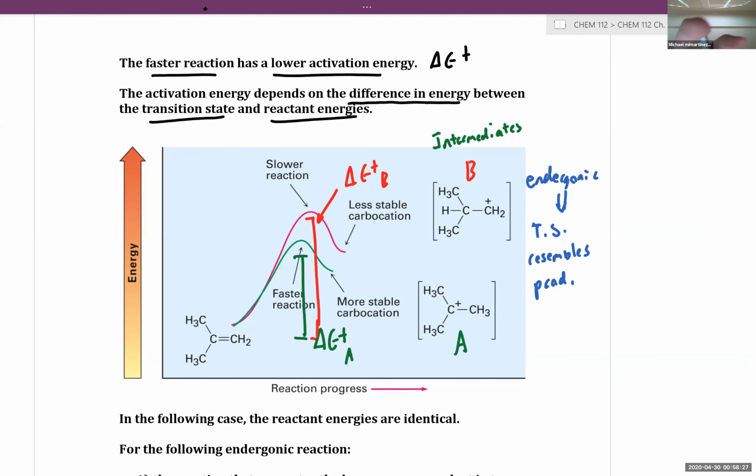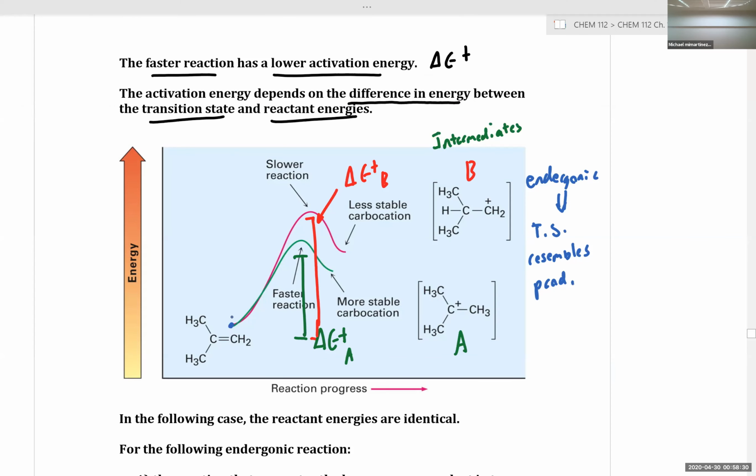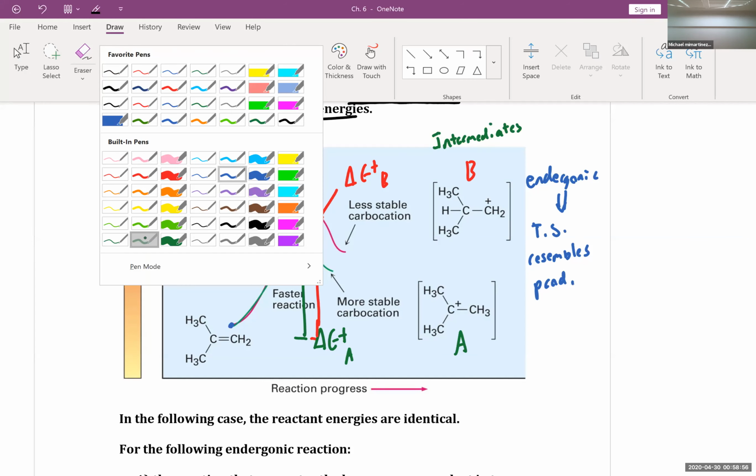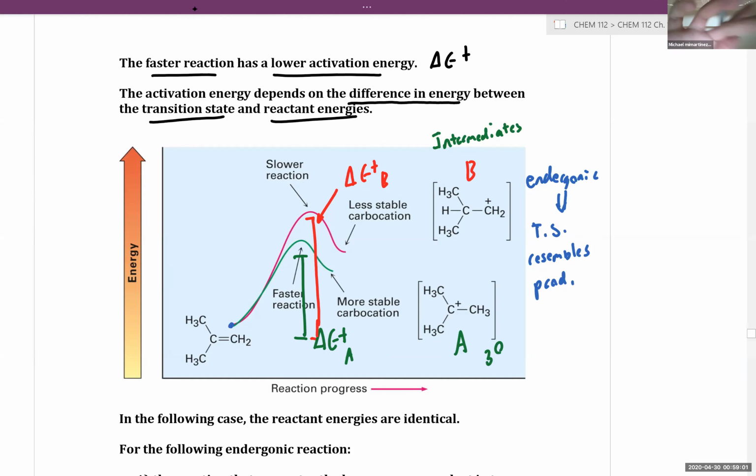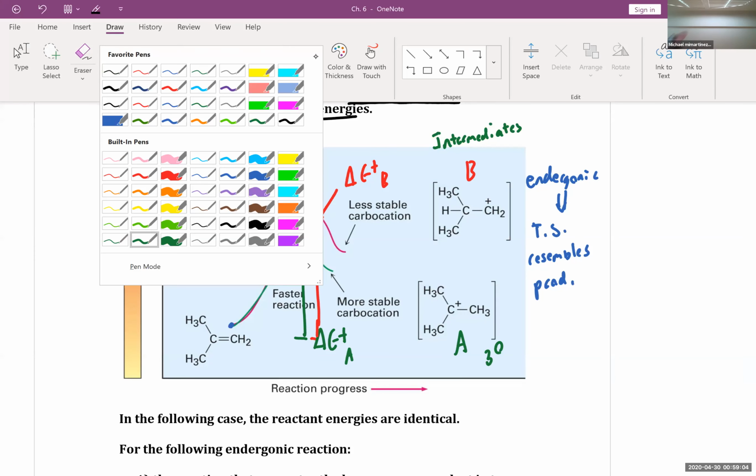So our reactants for both of these reactions are exactly identical, okay? So we're not caring about our reactants as much right now. However, if we think about our two possible reaction pathways for this addition reaction, we end up with a choice. We can either generate a carbocation such as structure B or a carbocation such as structure A. So from our experience, which carbocation is lower in energy? A primary or a tertiary carbocation?